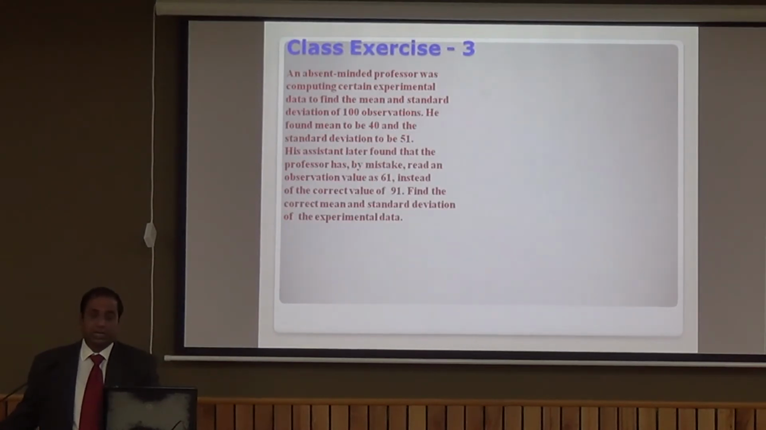Now we take one more example. An absent-minded professor was computing certain experimental data to find out the mean and standard deviation of 100 observations. He found the mean to be 40 and standard deviation to be 5.1. His assistant later found that the professor had by mistake read an observation value as 61 instead of the correct value, that is 91. Find the correct mean and standard deviation of the experimental data.